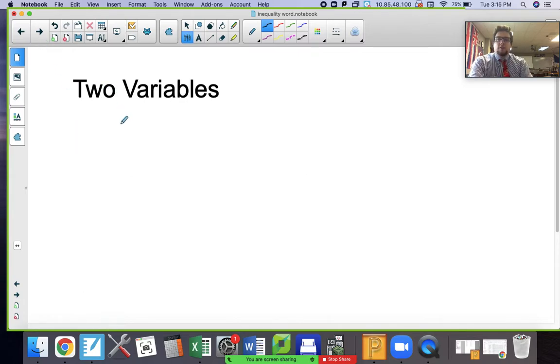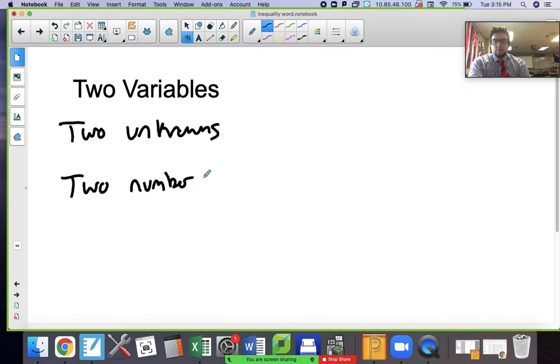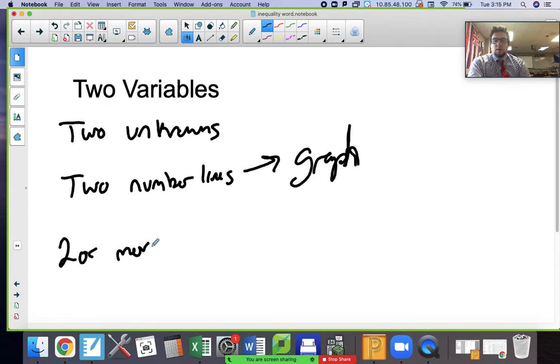When we have two variables, that means we have two unknowns in our story. We're going to require two number lines, which means we're going to have to graph it. And we're going to need two or more inequalities to do what we need to do.